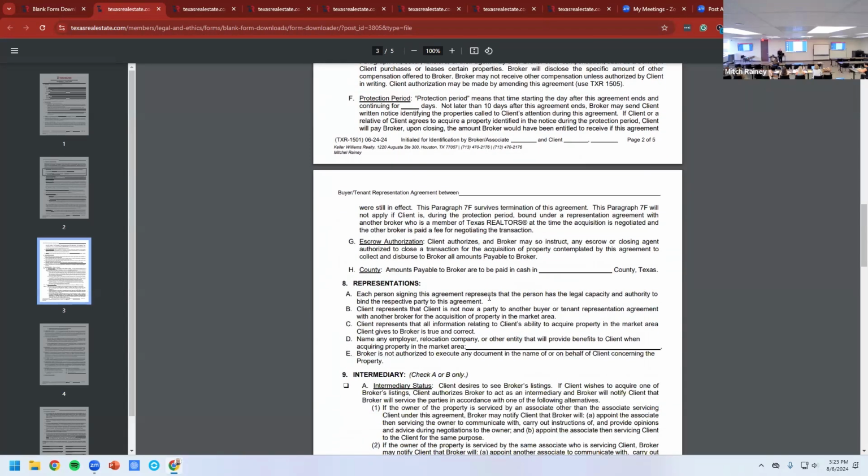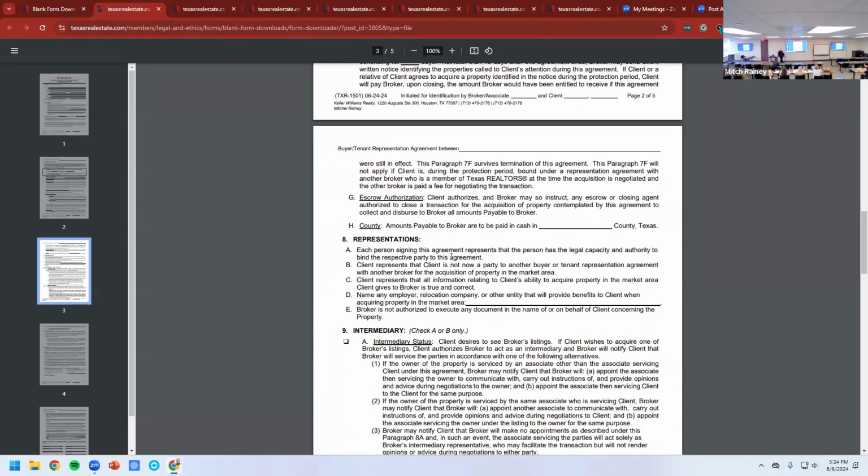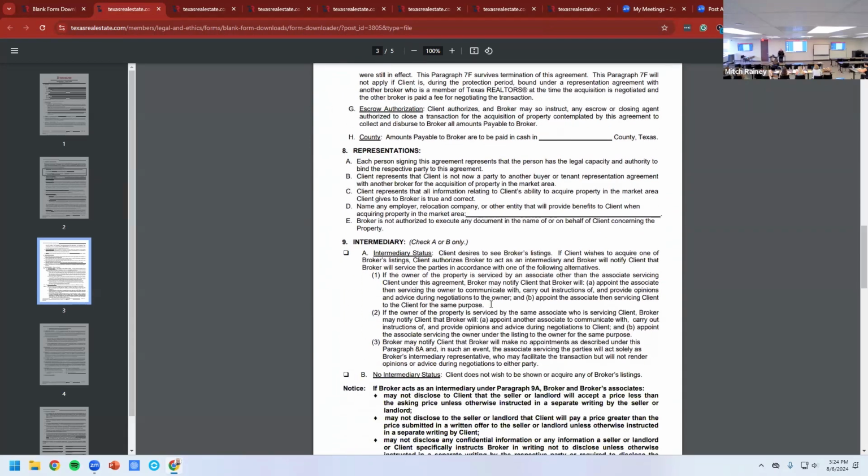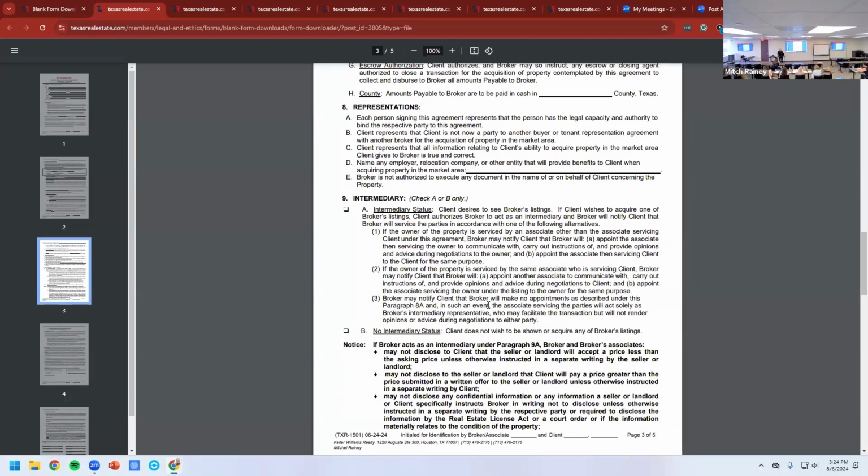Escrow authorizations, just give them permission for title to write our checks. Amounts payable in cash in Harris County, it talks about representation. If you're working with a relocation company, you can put the relocation company down here and give them 40% of your money. Have to just throw that little dig in there. Hey, but 60% is better than 0.